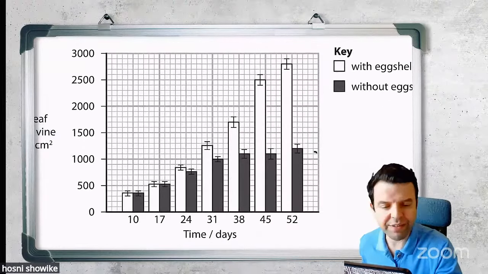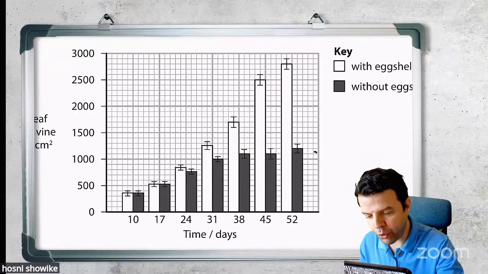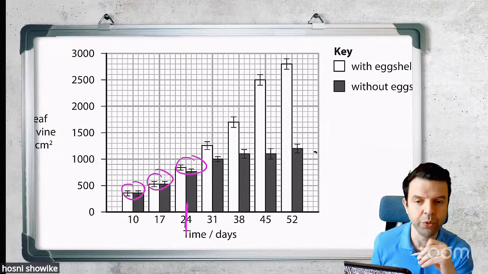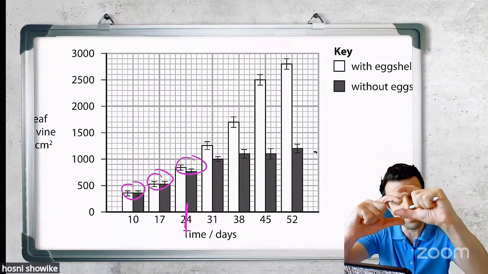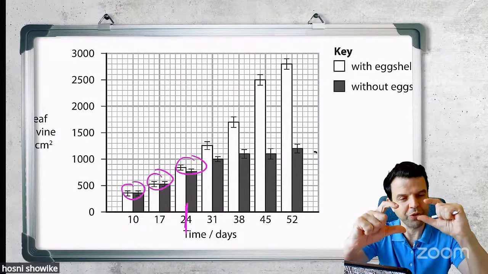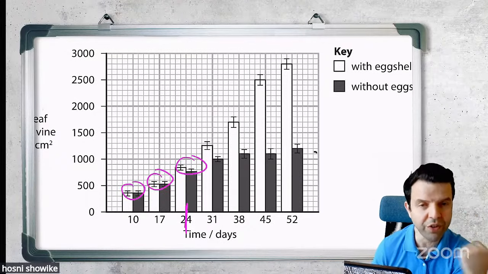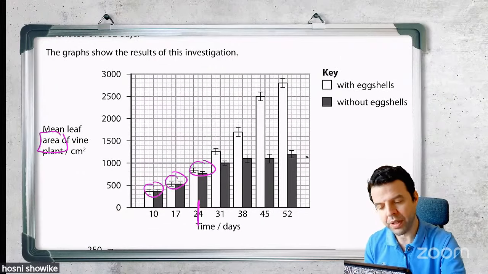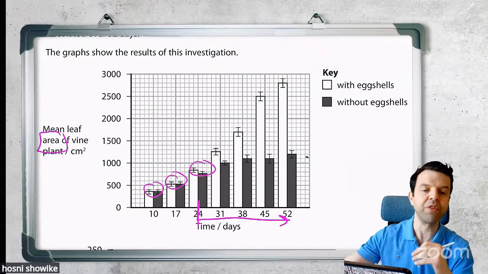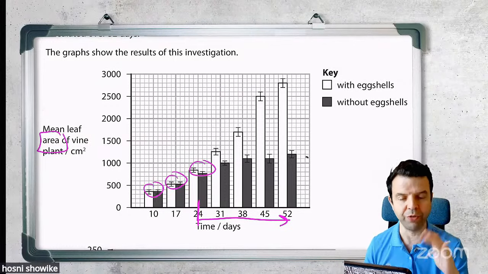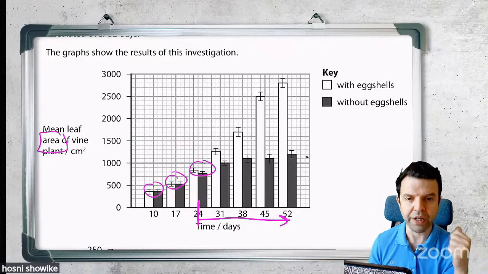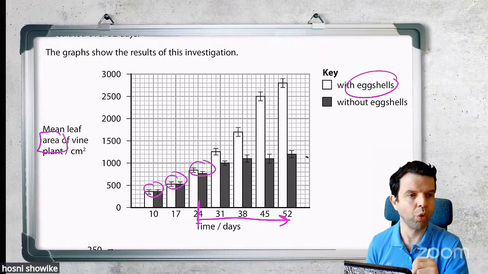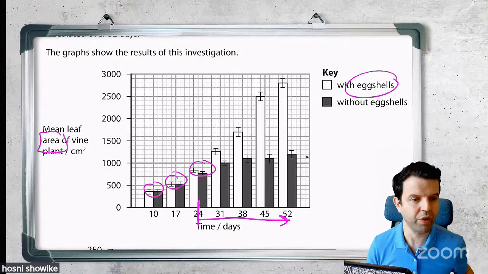Did you notice that the data before this part, till here, is all overlapping? What does that tell you? See those error bars overlapping between the two bars. That tells you there's no significant difference between having eggshells, calcium, or not. Afterwards, yes, it becomes significantly different. So the conclusion: the greater the calcium, the greater the eggshells, the bigger the area of the plant is.